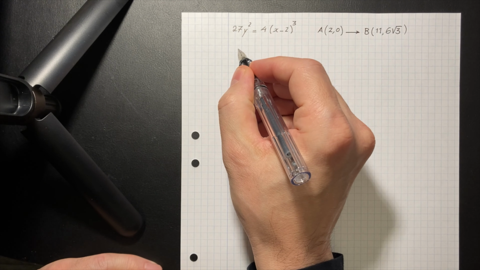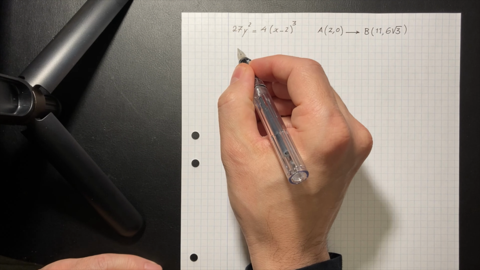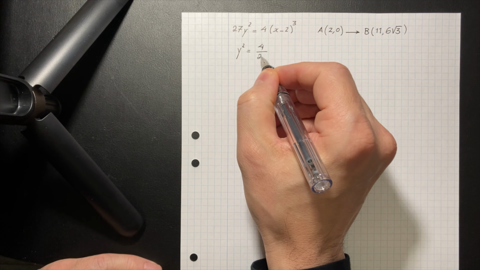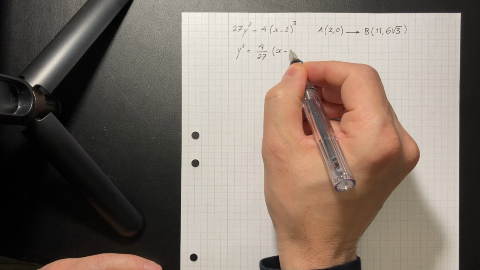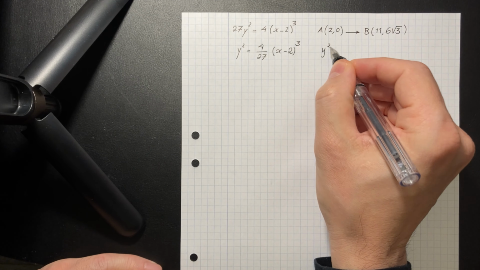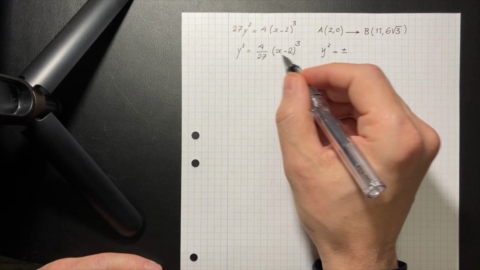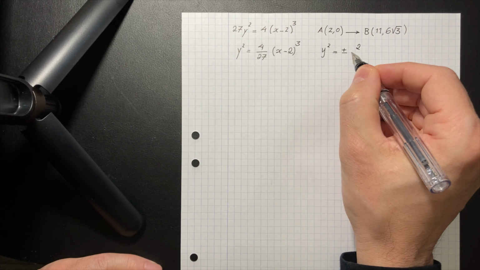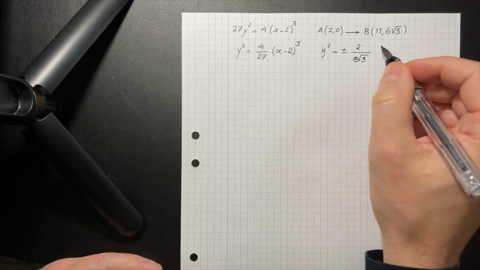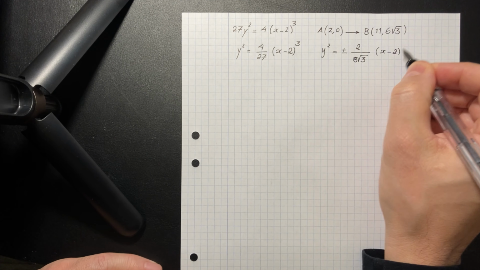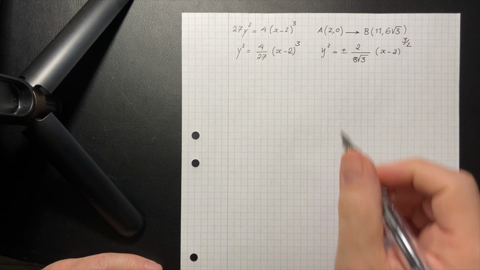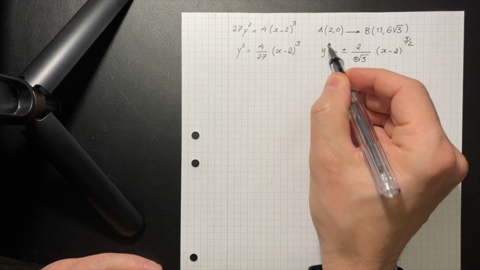So here what happens, I want to make y squared alone, so I divide everything by 27. Then I take the square root, which becomes plus or minus. The square root of 4 is simply 2. Square root of 27, I prefer to write it as 3 square root of 3. And the other one becomes x minus 2 to the power of 3 halves because of taking the square root. Okay, sorry, I forgot to take this 2 away.